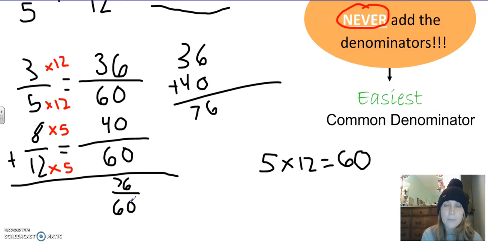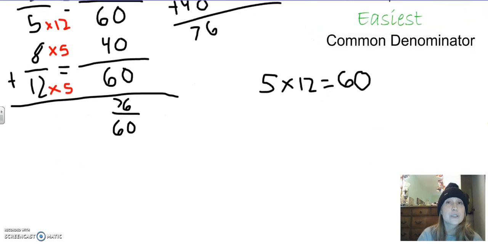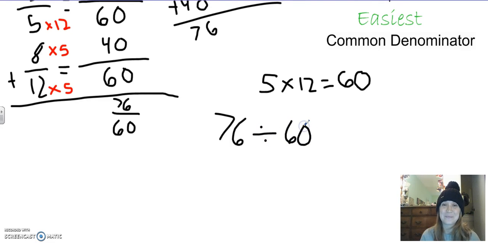Do you remember how we go from an improper fraction to a mixed number? That's right, it's just division again. 76/60ths, or 76 divided by 60. And that's the problem that we're going to solve to turn our improper fraction into a mixed number. 76 divided by 60. Here we go.